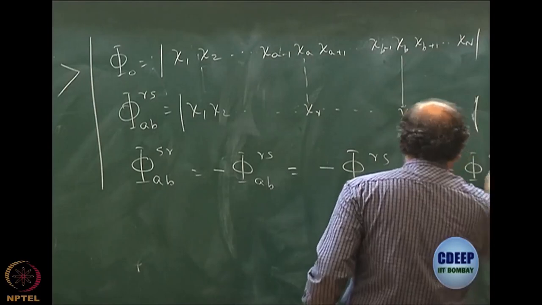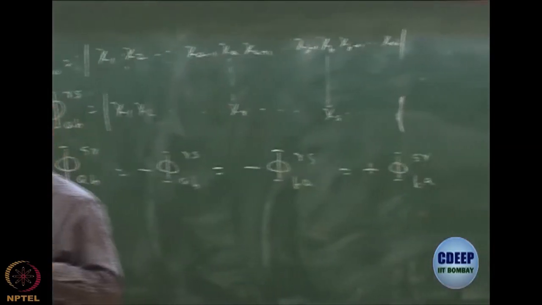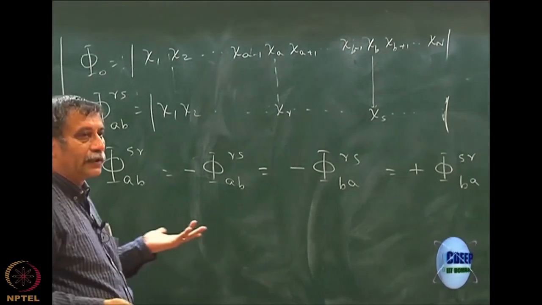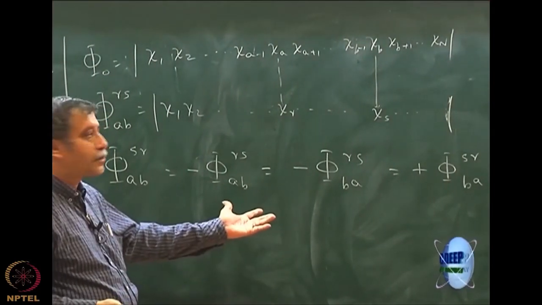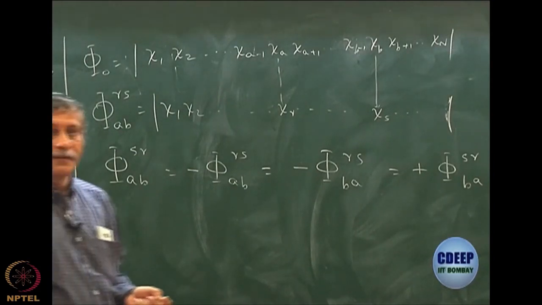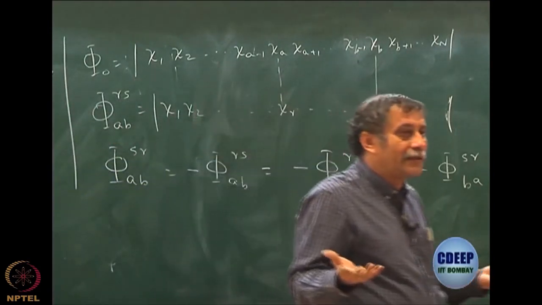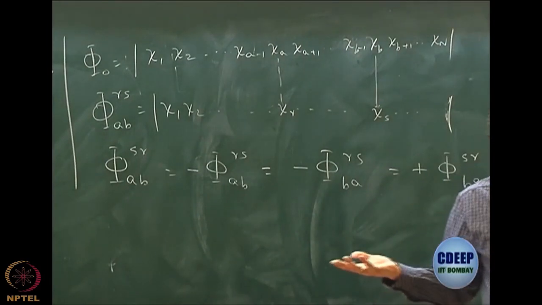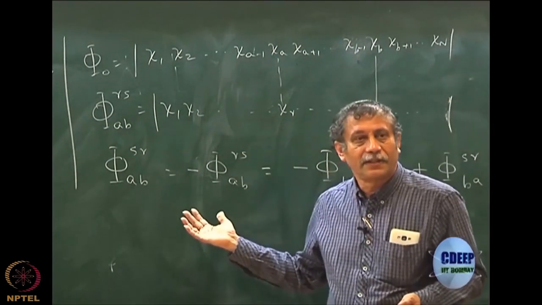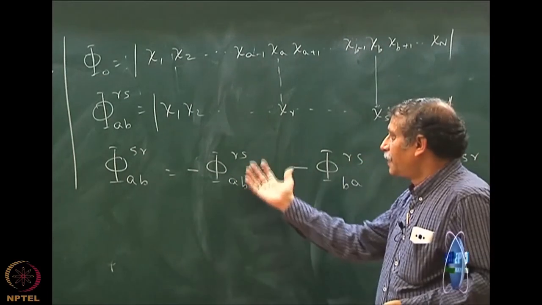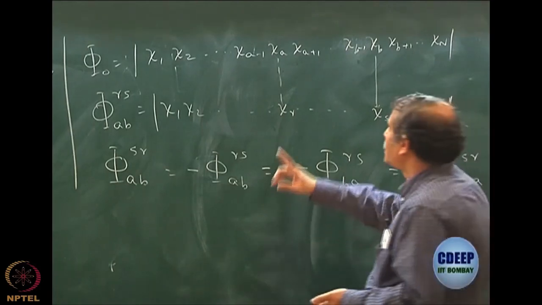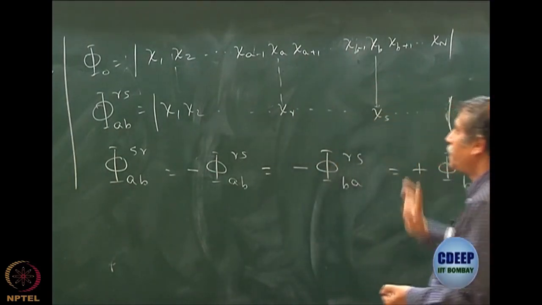And of course, this is the same as plus phi BA SR. If I interchange both, just like with two electron integrals, antisymmetry, it has a similar thing. If I interchange both, I come back to where I was. So what is being replaced by what is important in terms of sign. The determinant is of course the same, physically it is the same, the negative sign does not mean a different wave function, but it is important to know the phase. So what we are talking about by ABRS is that A is replaced by R, B replaced by S.